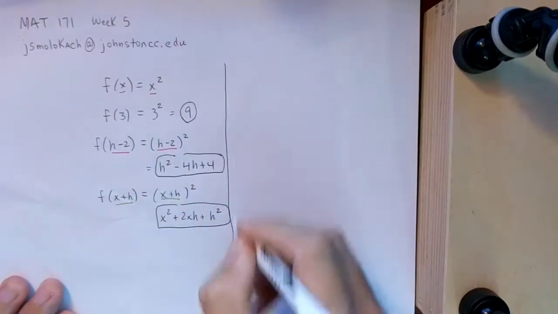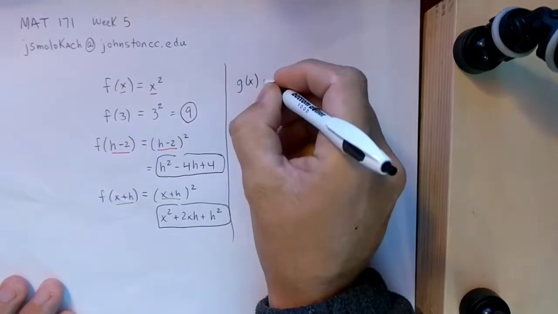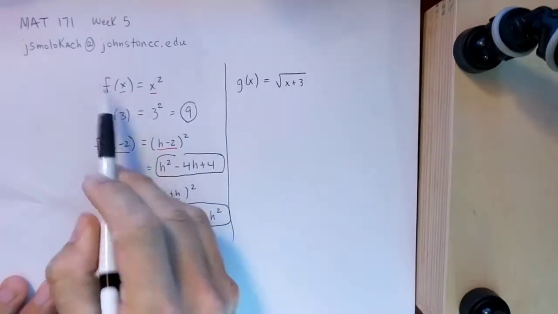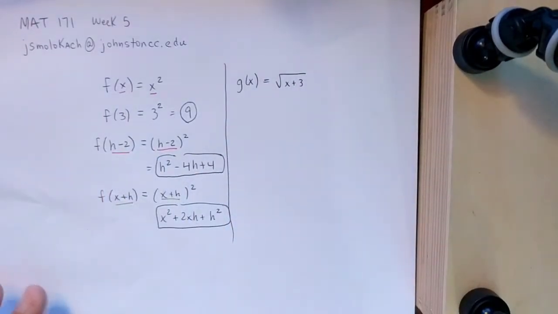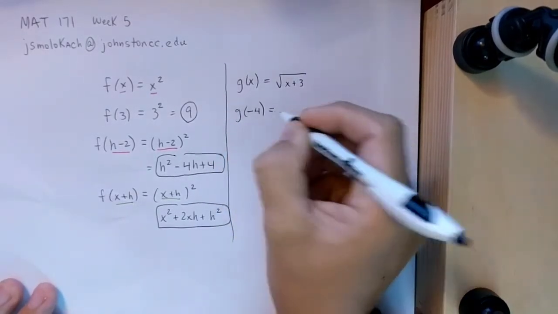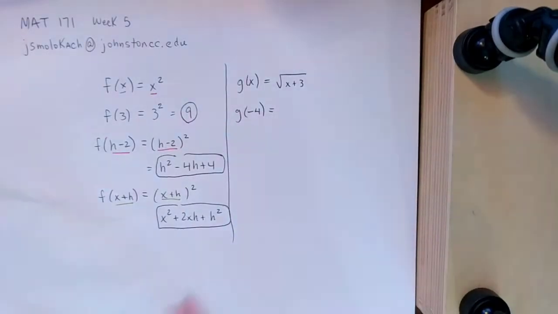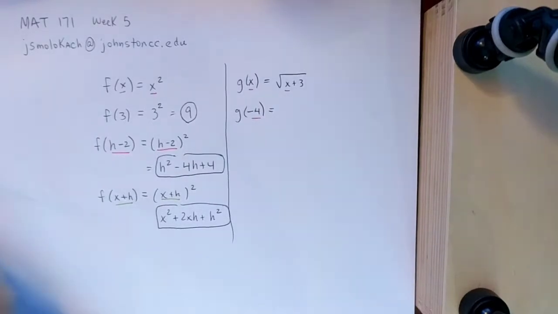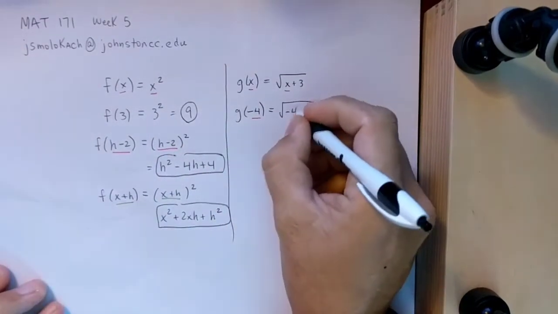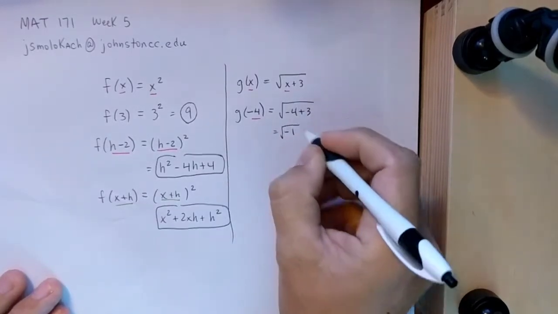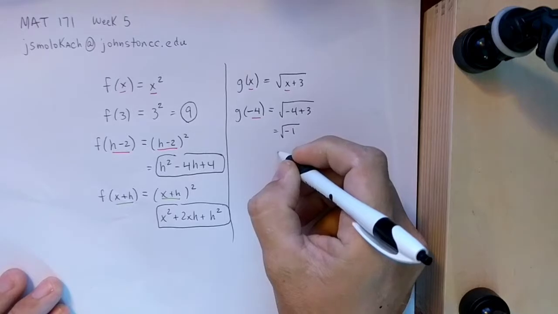But let's say that we have a different kind of function, say a square root function, and we'll call this one g of x, since we already used f of x for this function over here. So what happens if I try to evaluate this function, say at -4? We'll do like we did before. We'll get rid of the x, and we'll replace it with -4. So if we do that, we have -4 plus 3, and then we get the square root of -1. And that is an imaginary number.